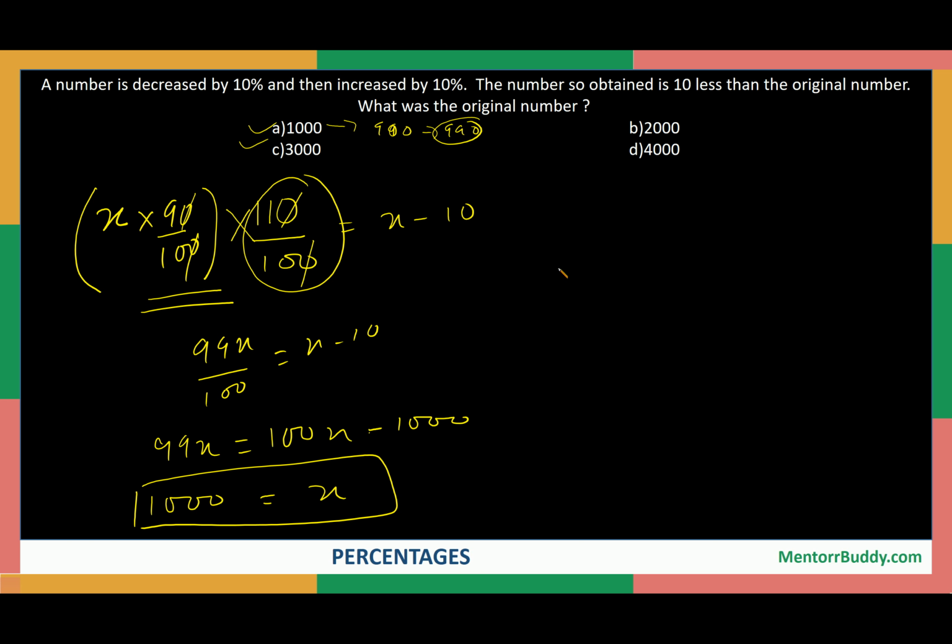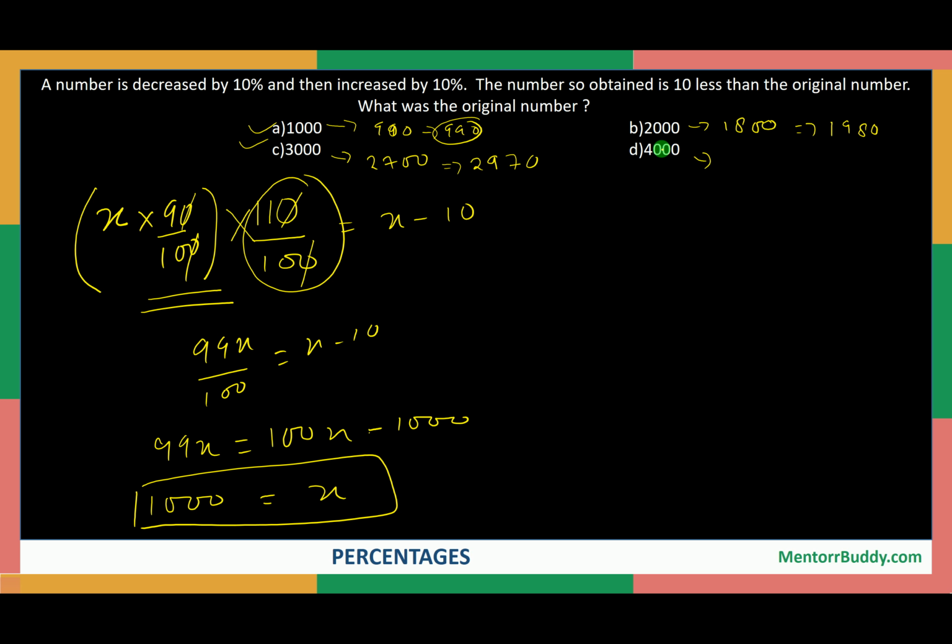We can check the other options as well. For 2000, 10% of 2000 is 200, so after decreasing it will become 1800, and 10% of 1800 is 180, so if we increase, it will become 1980, right? But it is not 10 less than 2000, it is 20 less than 2000. Similarly, we can check 3000. If 10% is decreased, it will become 2700, and then 10% of 2700 is 270. If we increase, it will become 2970, right? So this is 30 less.